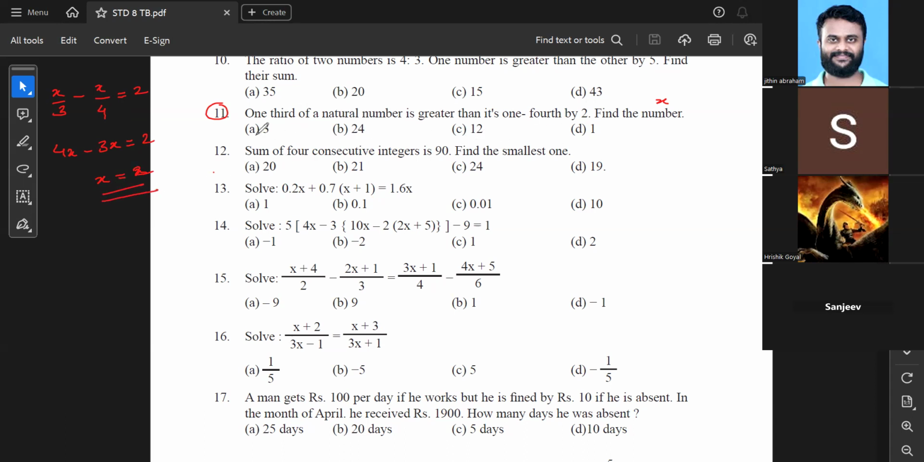So the answer is x equal to 24. Sir, it should be 4x minus 3x upon 12. You forgot the denominator. Oh, my bad. Yeah, just a minute. So it's multiply by 12, right? Multiply by 12, that gives you 24.